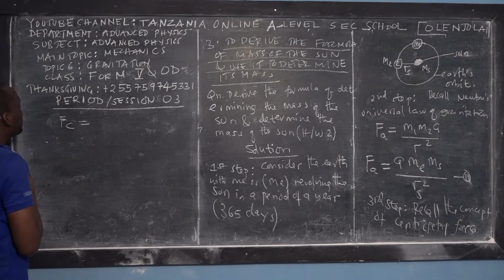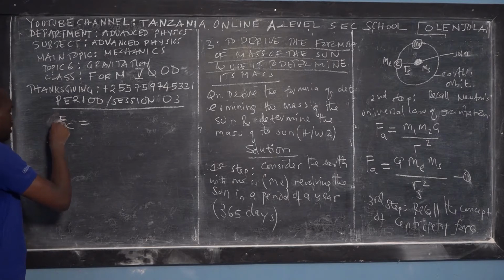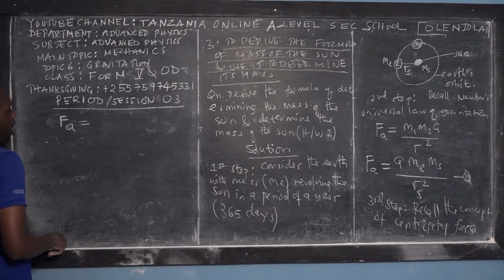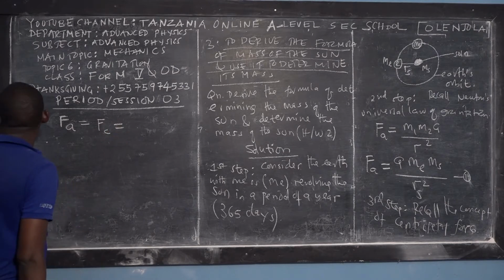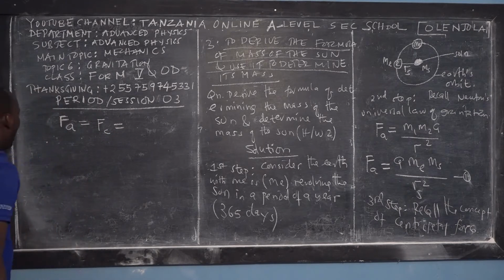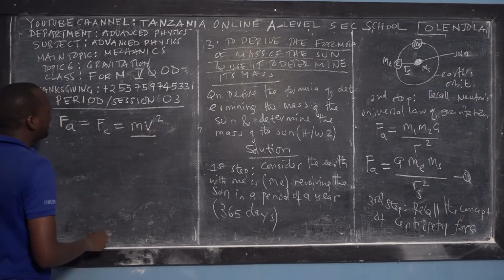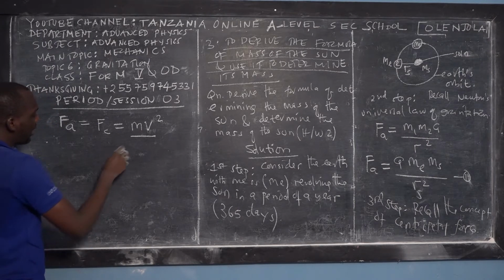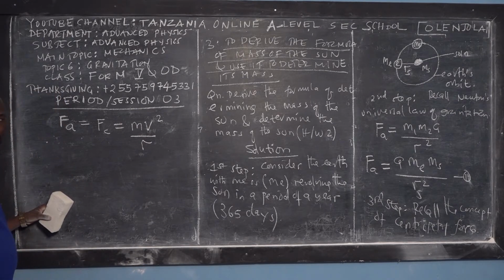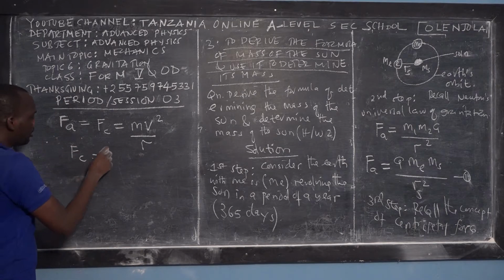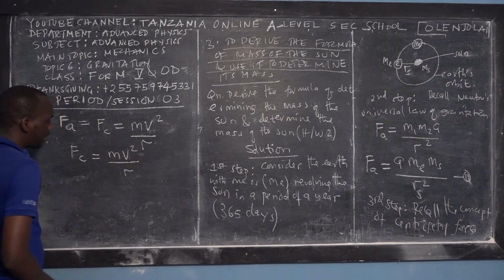And in that case, if the system is in equilibrium, we say that the centripetal force is equal to the force of attraction. This centripetal force, in circular motion, is given by mass times linear velocity squared over r. So the centripetal force is equal to mass times linear velocity squared over radius.